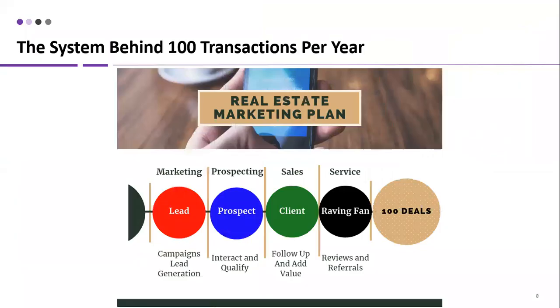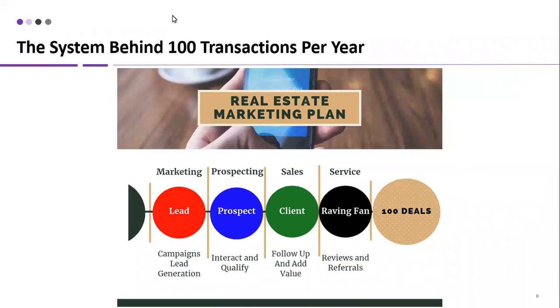So the Hunter transaction blueprint, at its simplistic level, looks like this. We break it down into 4 different categories: marketing, prospecting, sales, and service. Our focus in marketing is to generate a lead. Now that lead can come from a lot of different sources, and I'm going to show you examples of lead generation campaigns today. That's a core fundamental part of this system that I'm going to teach you.